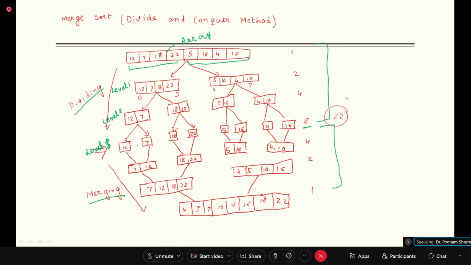Now what is to be done? We start merging the values. So how will it be done?